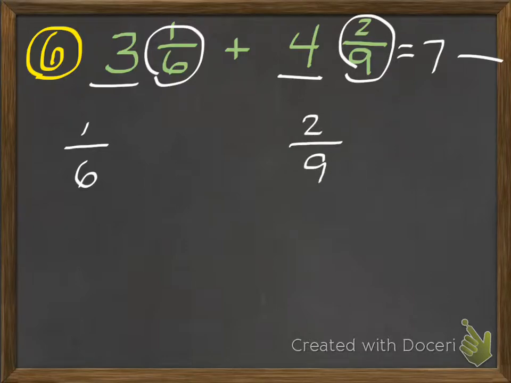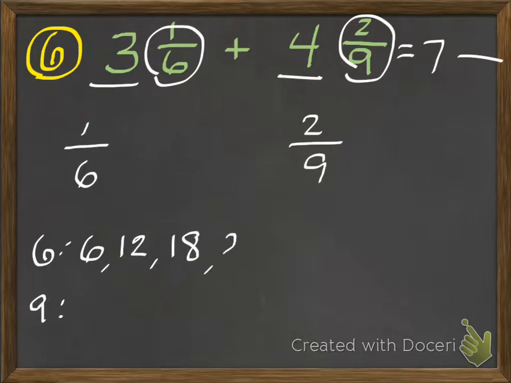So I need to find the common denominator for 6 and 9. I'm going to find the multiples of 6 and multiples of 9. 6 times 1 is 6. 6 times 2 is 12. 6 times 3 is 18. 6 times 4 is, I'm sorry, 24.